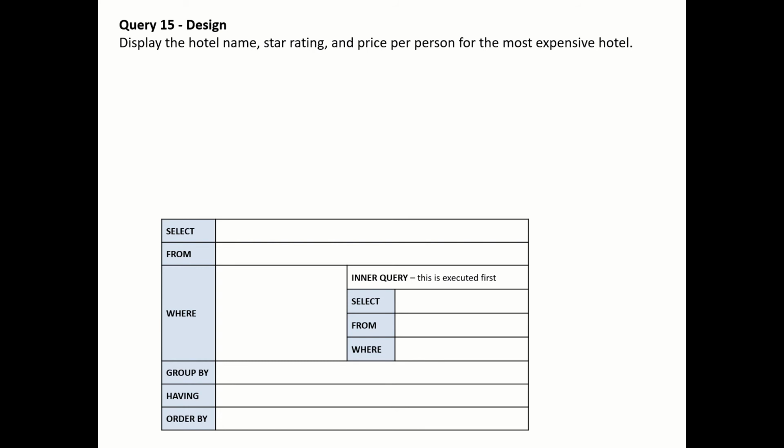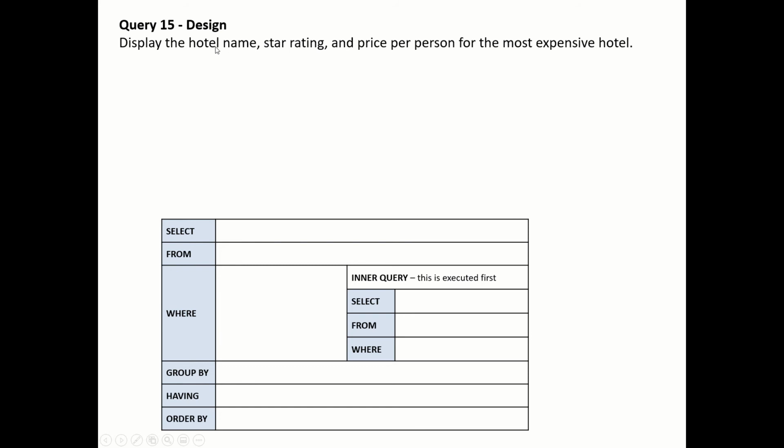So the task was: display the hotel name, star rating and price per person for the most expensive hotel in the hotel's database. Now, it's a very small data set, so obviously we could easily look and find the most expensive hotel and find out what that price is. But it can be potentially helpful to imagine that it's a considerably larger data set with thousands of things, where that sort of thing would take a while. Anyway, let's have a look at how we design it then.